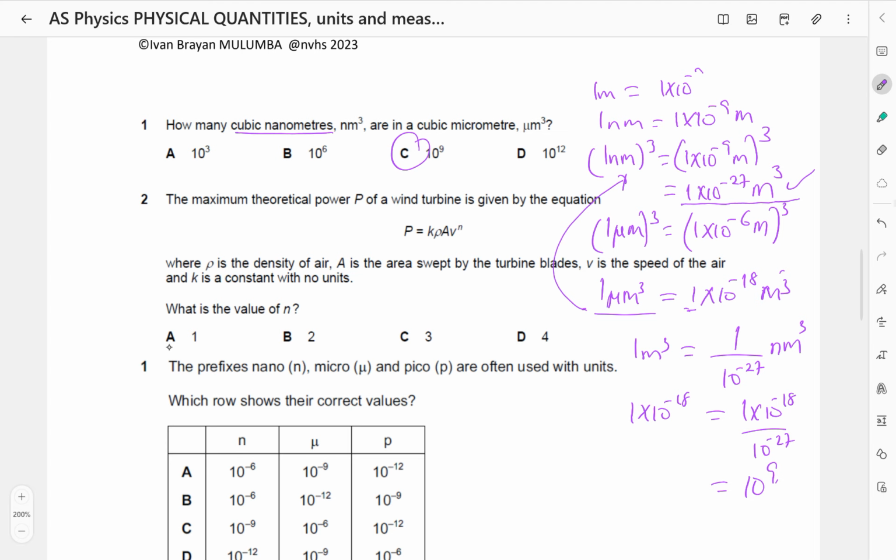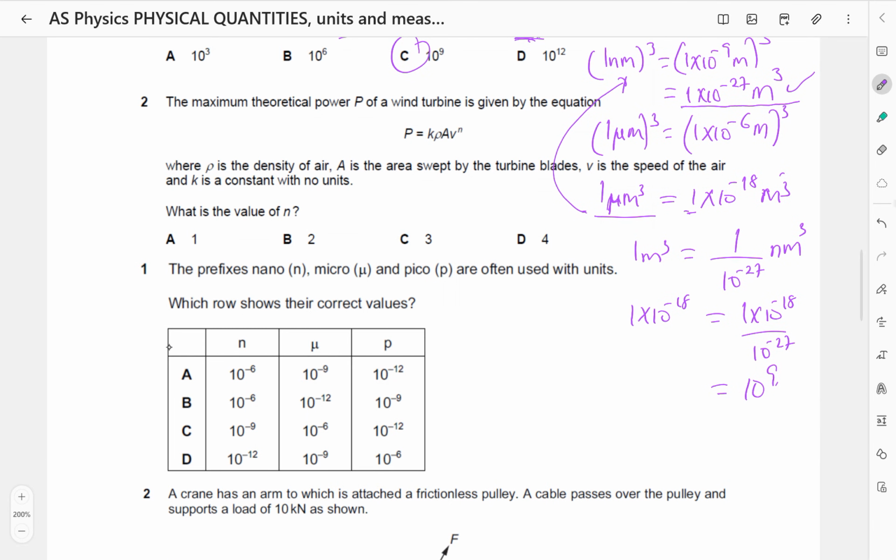Okay. If you have a simpler way of doing it, then it is fine, but this is the simplest I can do for you. However, if you know that this one is 10 power negative 9 for nanometers, you raise power negative 9 to power 3. So it becomes 10 power negative 27. And cubic micrometers to be 10 power negative 18. So you are changing from this value to that one, so you are going to divide this by the other one.